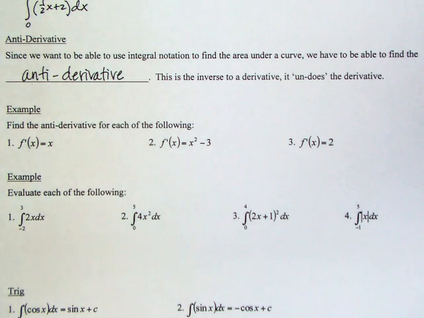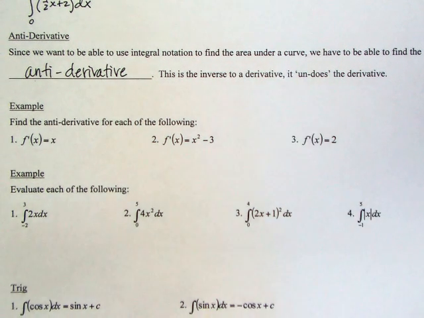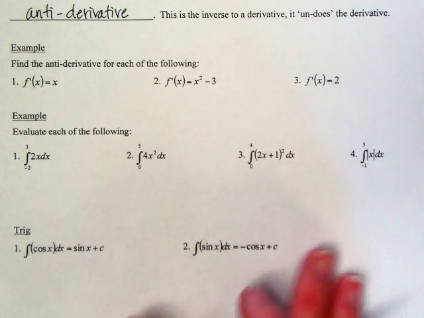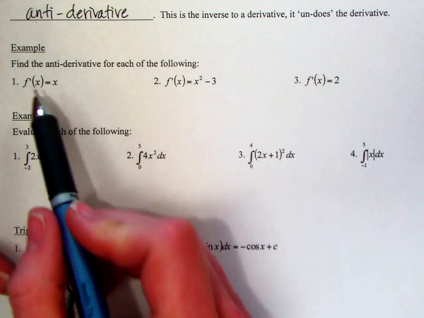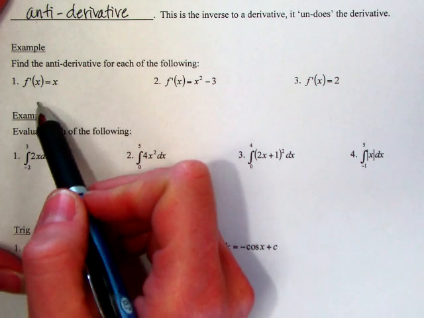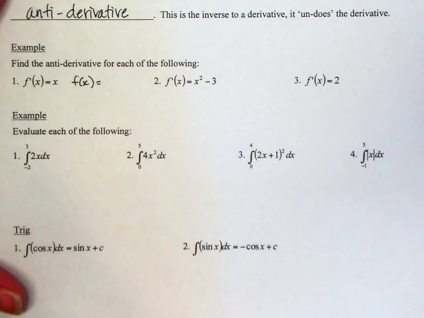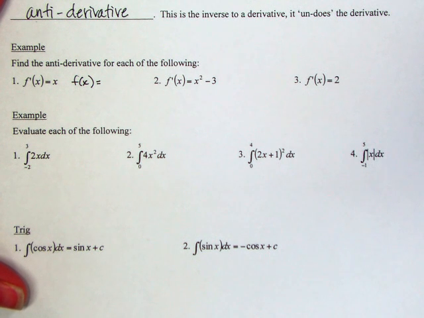It undoes it. Anytime we learn one function in math, we're always going to end up learning the inverse of it. So antiderivatives go along with derivatives. So we're kind of undoing that. So finding the antiderivative of each of the following. If I told you that the derivative was x and I said, what was it like before? What did it look like before we did the derivative? Most people could probably, when you're kind of playing around with it, come up with a good idea.